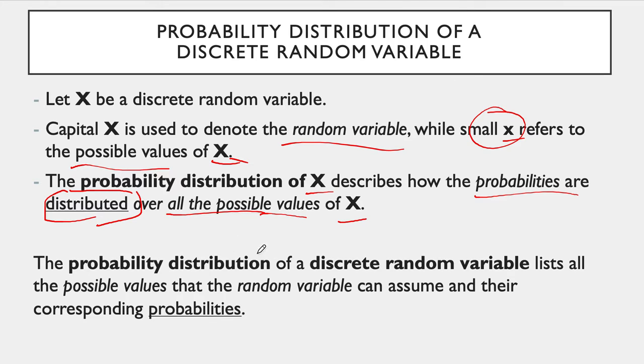So the probability distribution of a discrete random variable, also called a discrete probability distribution, lists all the possible values that a random variable can assume and their corresponding probabilities. I'm going to show you an example in a while. Let's take a look at our example before this.